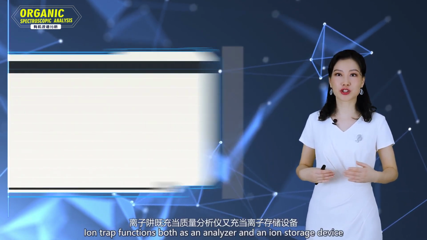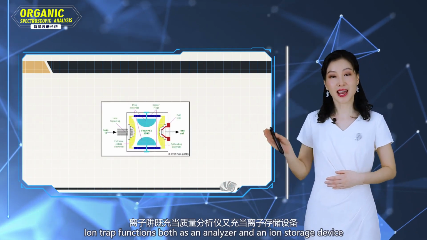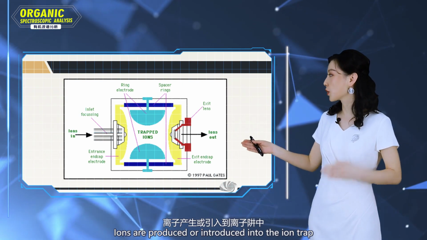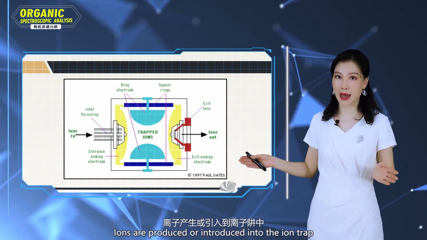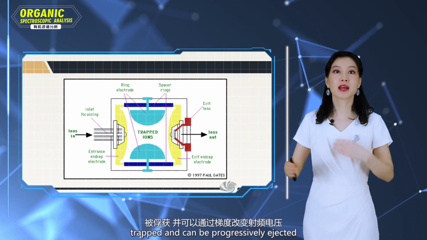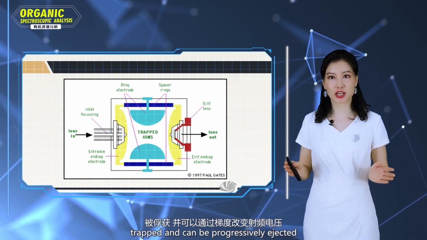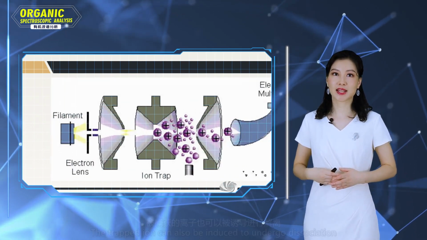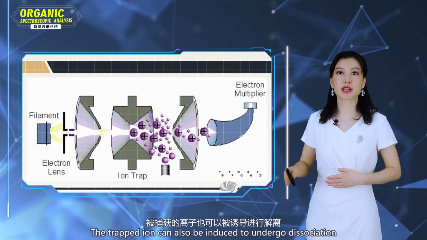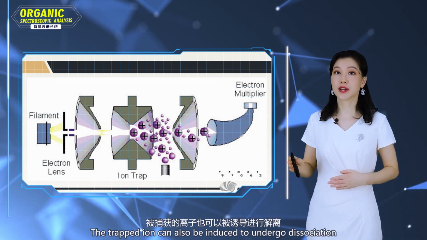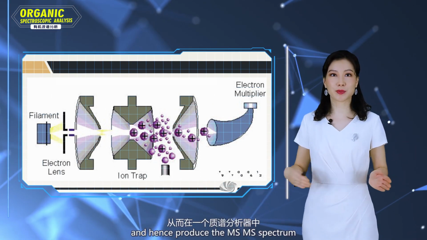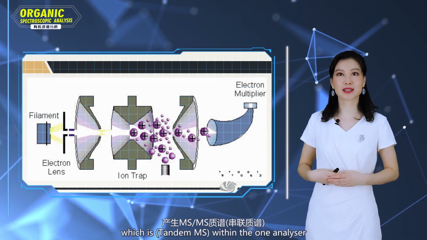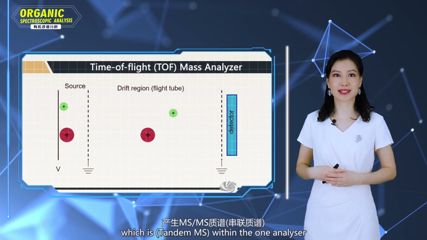The ion trap functions both as an analyzer and an ion storage device. Ions are produced or introduced into the ion trap, trapped, and can be progressively ejected by ramping of the RF voltage. The trapped ions can also be made to undergo dissociation and hence produce the mass spectrum, which is a tandem mass spec with the one analyzer.